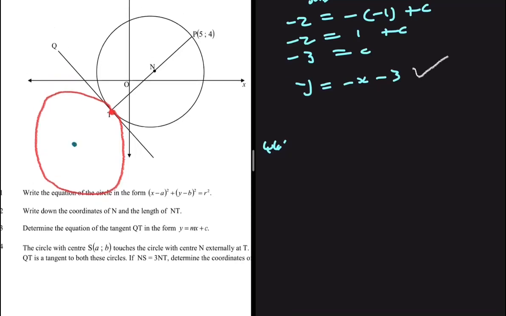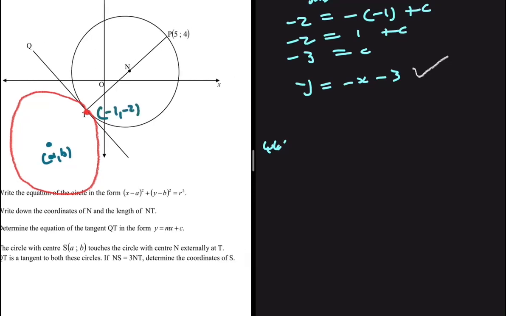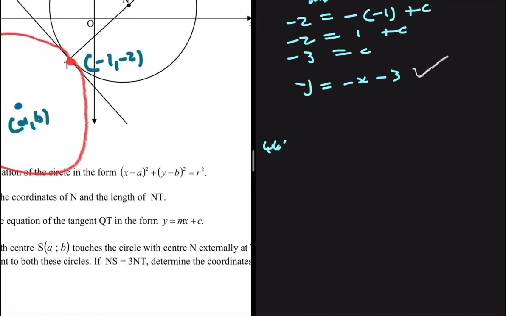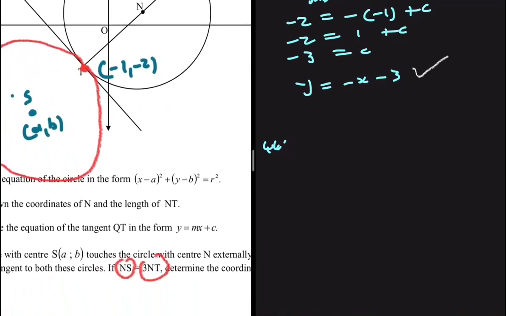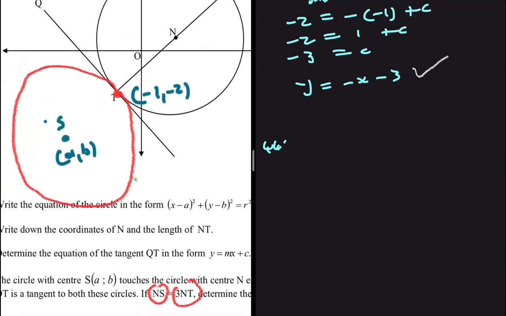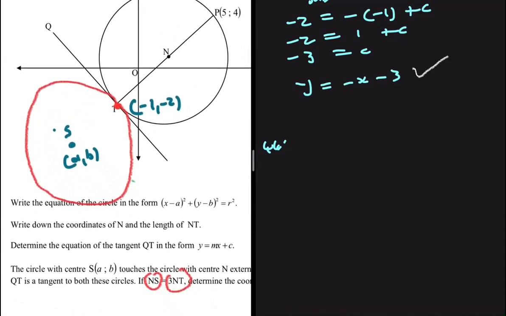So it has a center S of coordinates a and b. So the coordinates of T, we have -1 and -2. What other information do we have? We're given the fact that NS is equal to 3NT. So let's try to denote that in our sketch. Where is NS? NS, so this is the center of the circle S. So NS is equal to 3NT. This circle is actually supposed to be bigger than how I made it look, but well, that is that.